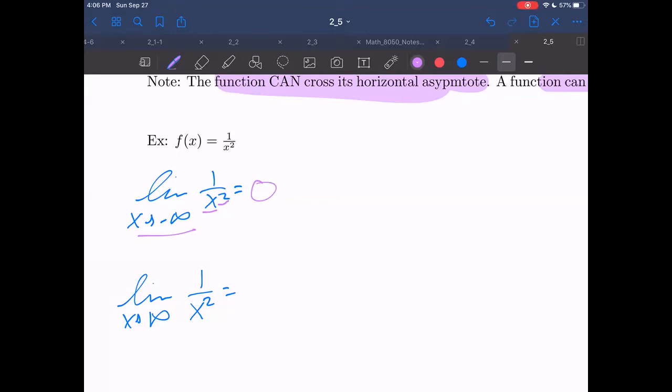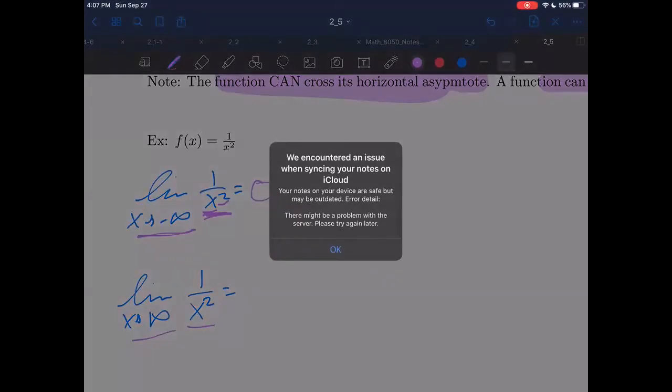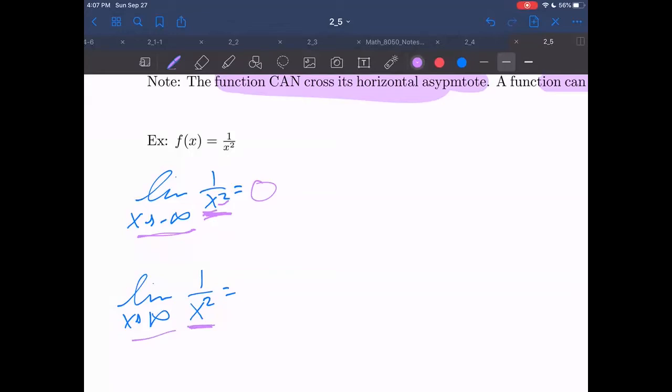Because as x goes towards negative infinity, the values for x squared will get larger and larger. So that means our 1 over those values will just get smaller and smaller fractions. Similarly, as x goes to positive infinity, our denominator is just going to get really, really, really big, and so that fraction will get smaller and smaller and smaller until it approaches 0. So we'll have a horizontal asymptote at y equals 0.